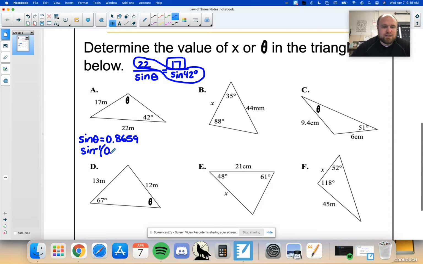So I'm going to take the sine inverse of 0.8659, and I would suggest that you grab your calculator and do the same thing. Take the sine inverse of 0.8659. And I end up getting 59.985, so 59.99 degrees. So this angle theta right here is approximately 59.99 degrees.